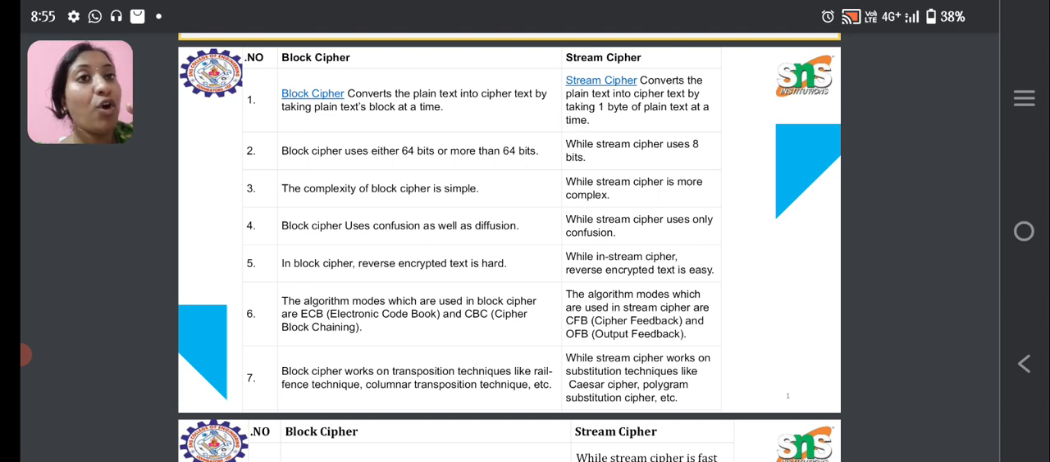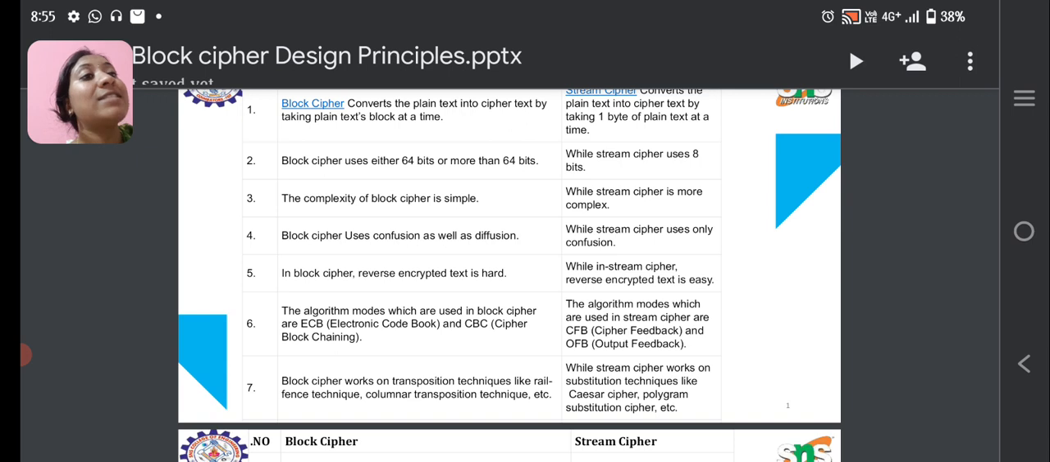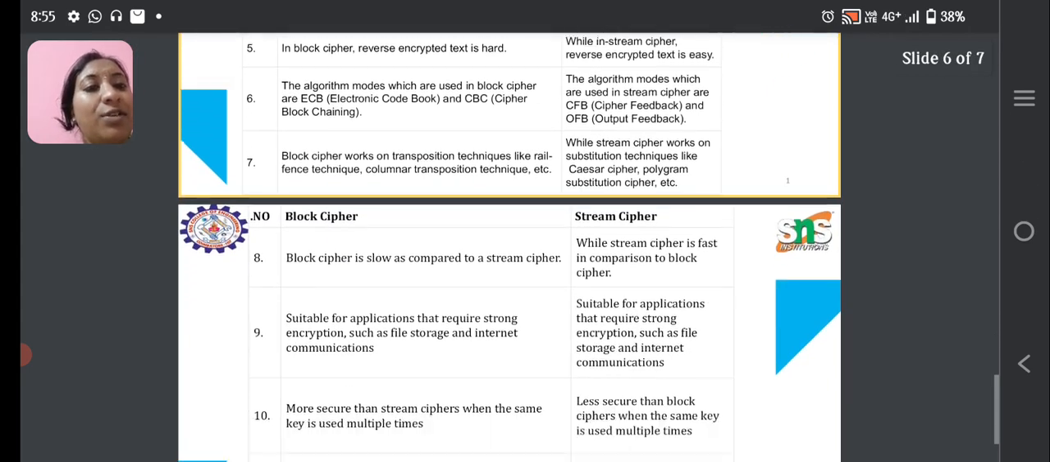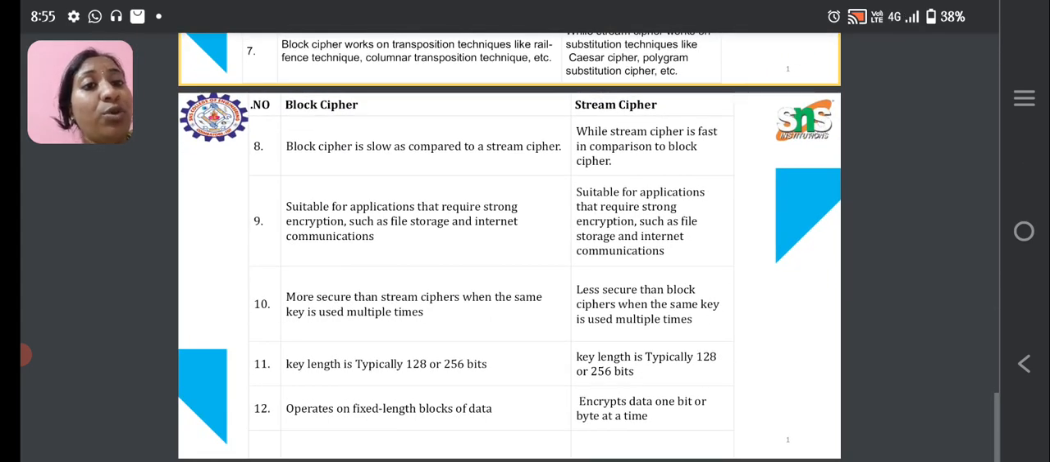In the block cipher, it can be used for only 64 bits, whereas in the stream cipher it can be used for 8 bits. The block cipher conversion is simple as compared to a stream cipher. The block cipher uses confusion as well as diffusion, whereas the stream cipher uses only confusion. This is a basic difference, and we have to know it.